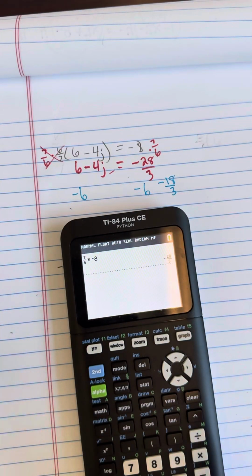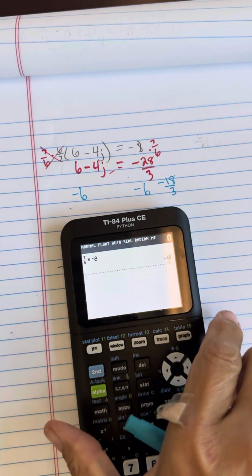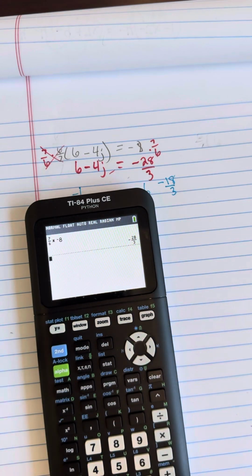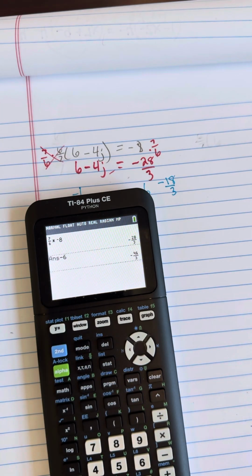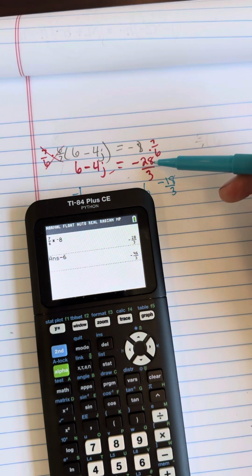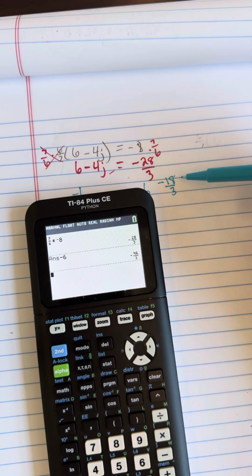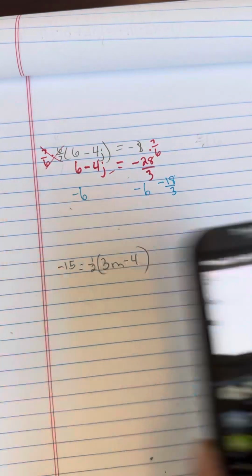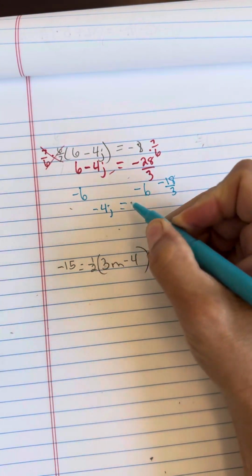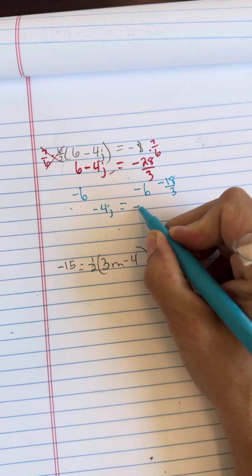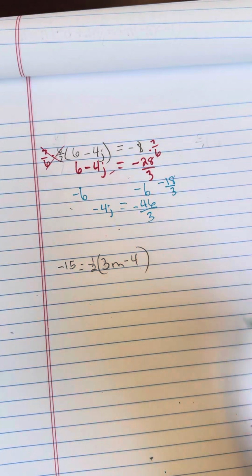Or, since we already have the negative 28 over 3 in the calculator, if we subtract 6 from that, so I just push minus 6, it will do the math for us. So negative 28, basically plus negative 18, gives you that negative 46, and it's still over 3. So we end up with negative 4j equals negative 46 over 3.